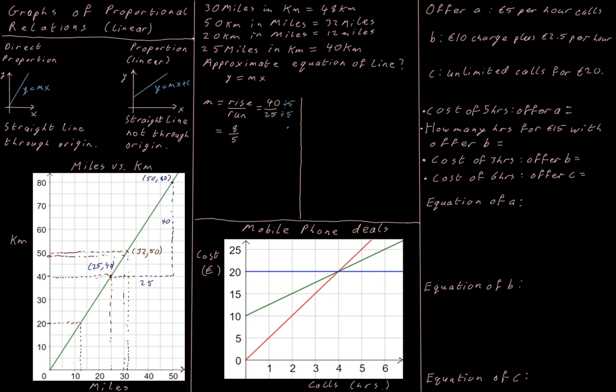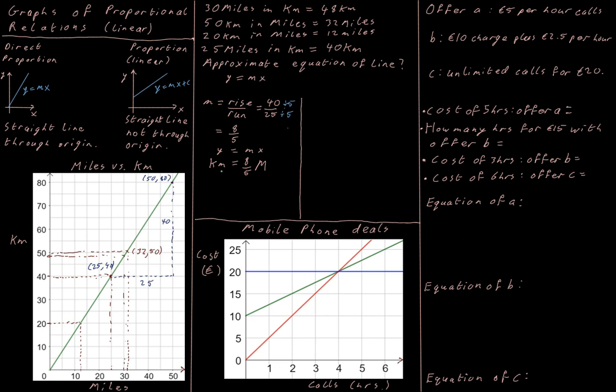And I can simplify that by taking my common factor of 5 out to get 8 over 5. So my kilometers is to miles: kilometers equals, so this is y equals mx, kilometers equals 8/5 of M, capital M for miles. So that is the equation of that line.